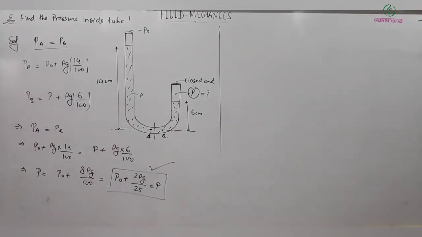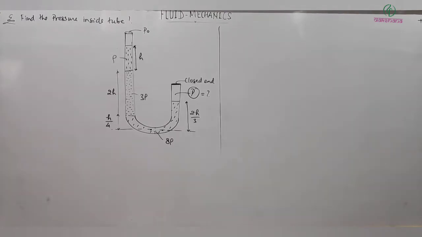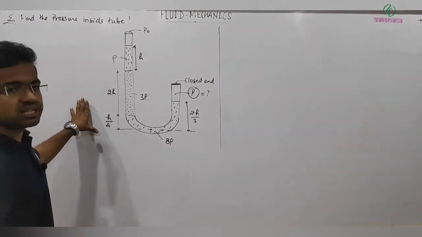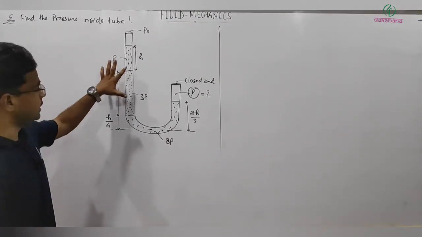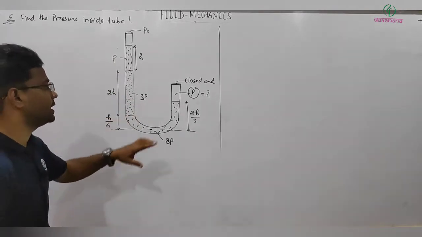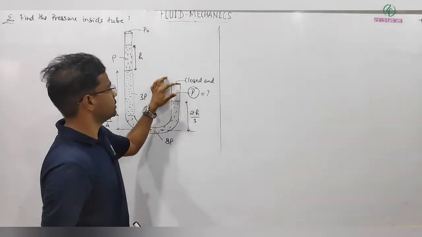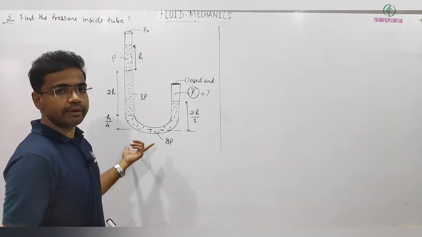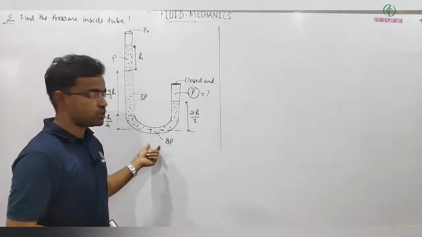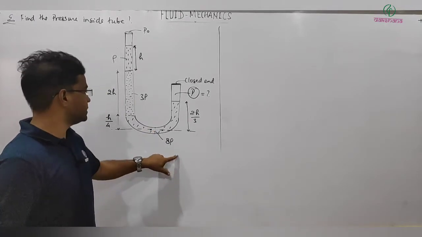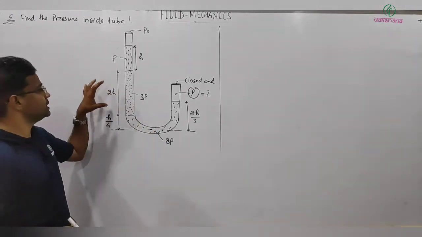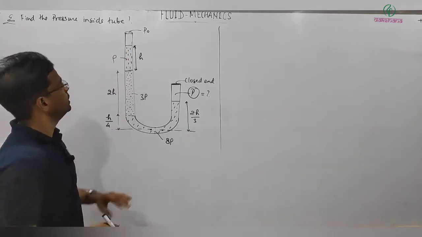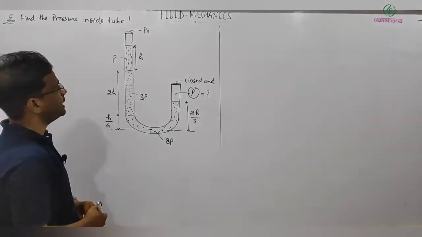Let me solve one more problem where different liquids are filled in the same tube. Here, consider the next problem where 3 different immiscible liquids, meaning they are not mixing, are filled in this tube in this manner, and this is a vacuum because this end is closed. The lowest one is the heaviest liquid, with density 8 rho, another liquid has density 3 rho and height 2h, and the last one is a liquid having density rho and height h.